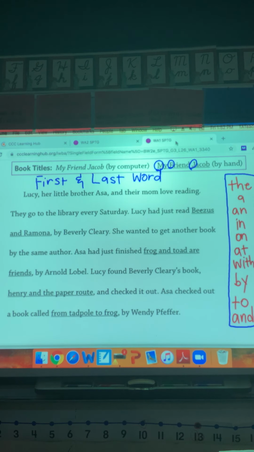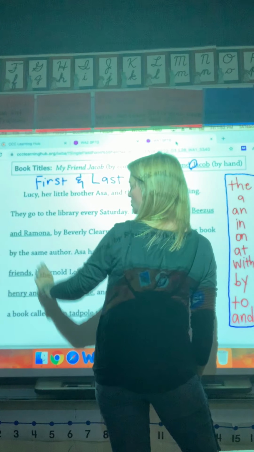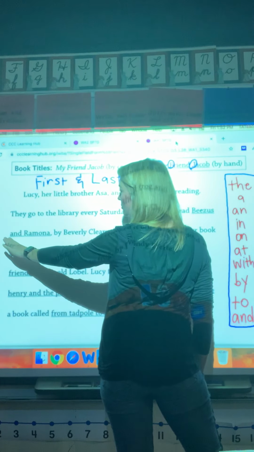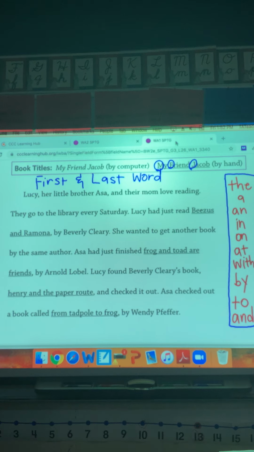Let's go through this together. Lucy, her little brother Asa, and their mom love reading. They go to the library every Saturday. Lucy had just read Beezus and Ramona by Beverly Cleary. Now they capitalize the first word, the last word, and "and" is not an important word, so it is not capitalized. They also underlined. She wanted to get another book by the same author. Asa had just finished reading Frog and Toad Are Friends by Arnold Lobel.